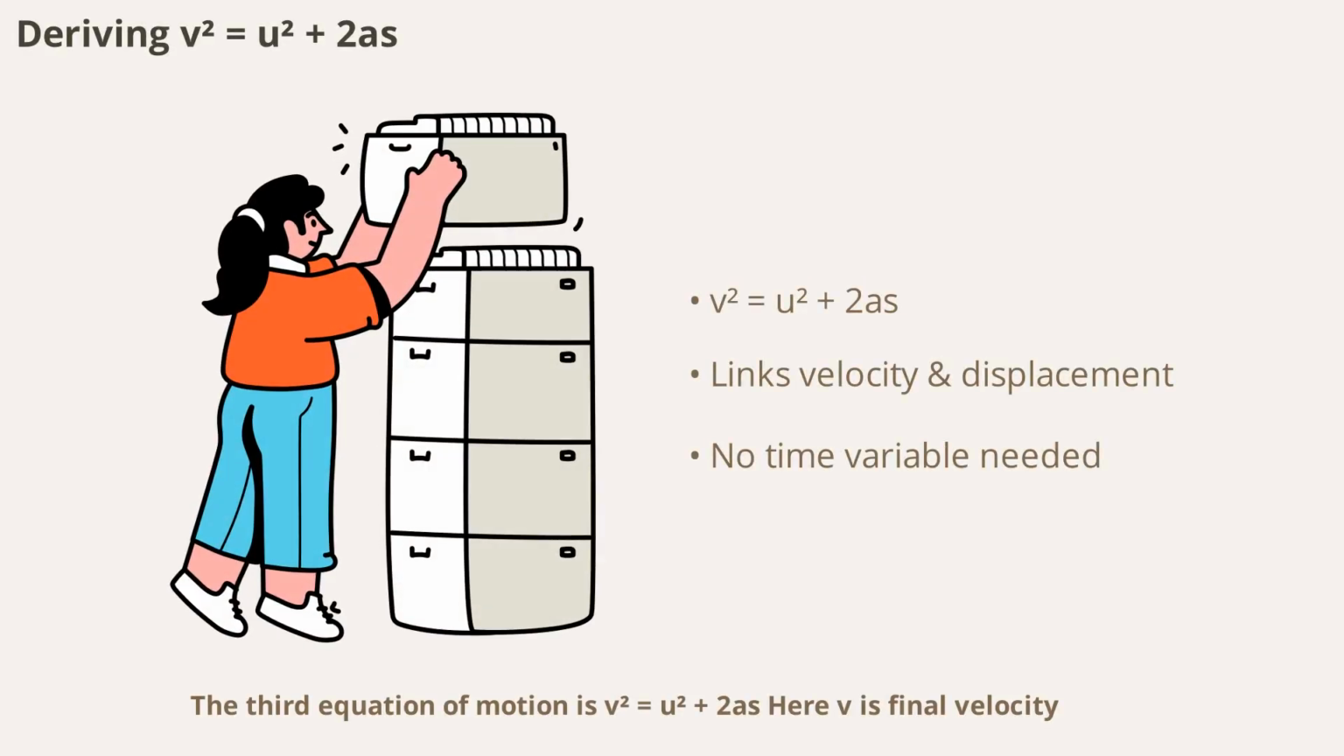The third equation of motion is v² equals u² plus 2as. Here, v is final velocity, u is initial velocity, a is acceleration, and s is displacement. This equation is particularly helpful when you need to relate velocity and displacement without knowing the time. It's widely used in problems involving stopping distances and projectile motion.